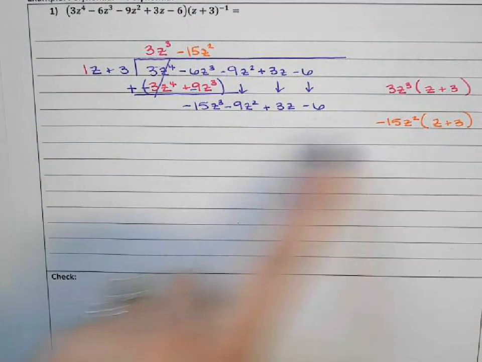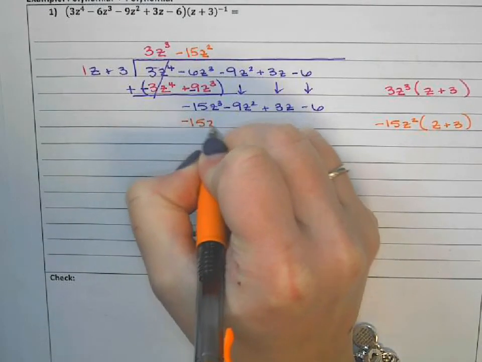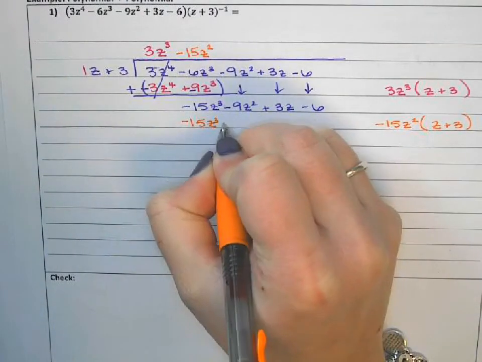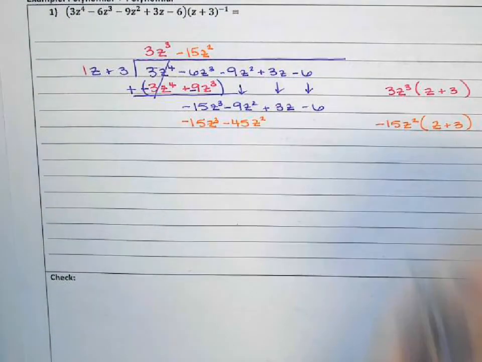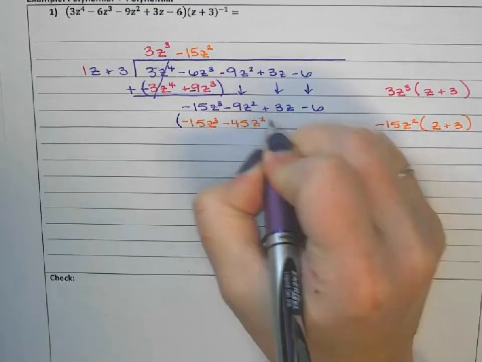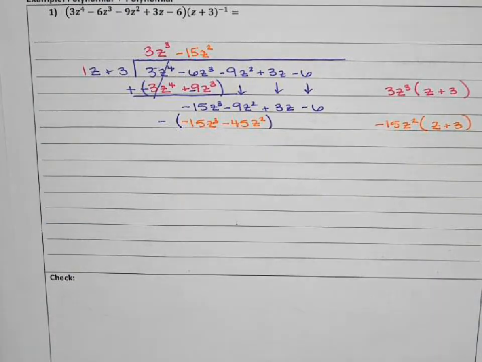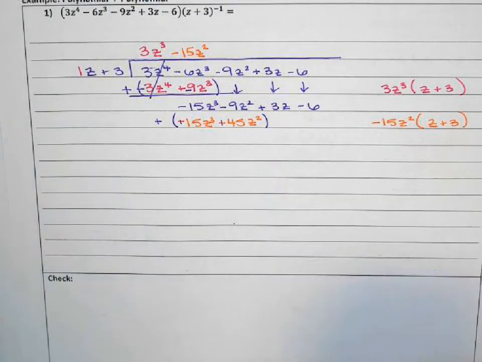Remember, multiply that out, we'll write the answer here. We have negative 15z to the 3rd minus 45z squared. Remember, from there, we subtract. So I'm going to put this in parentheses and subtract it. Distribute the subtraction sign. So this is going to become a positive, and that's going to become a positive.